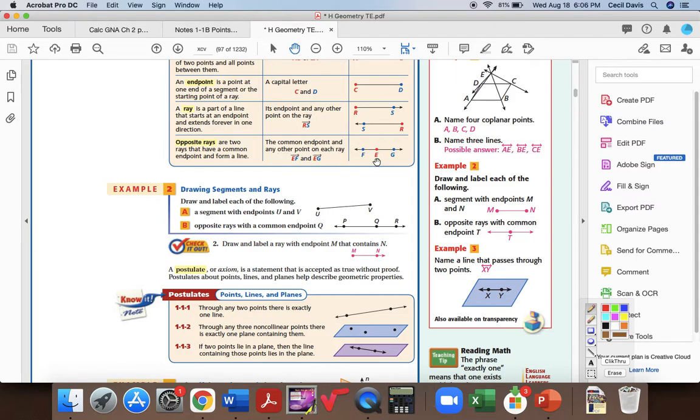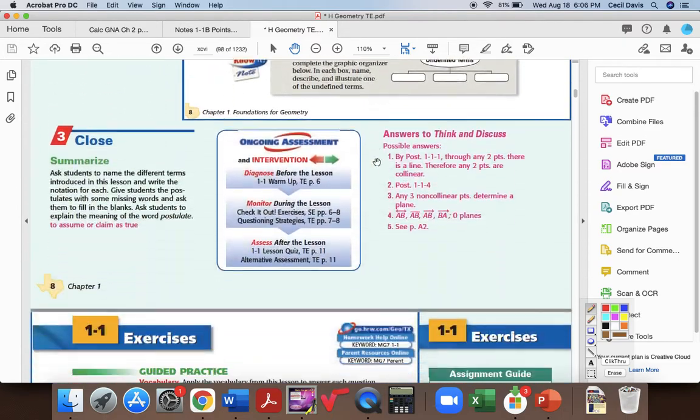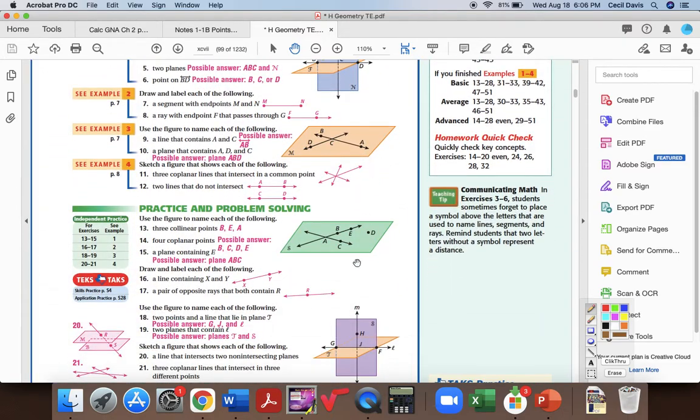So in this diagram, ray EF and ray EG both have point E in common. They share that point. So that would be a pair of opposite rays with a common endpoint. You don't have to have all 3 of those letters. You do have to have the endpoint. So this ray to the left of R and this ray to the right of R are 2 opposite rays.